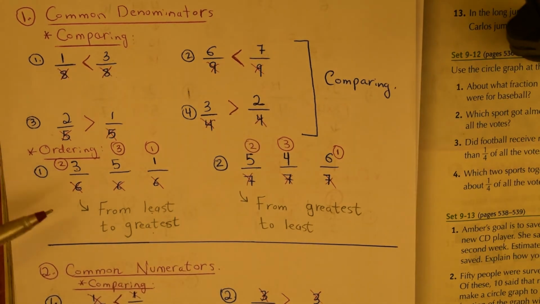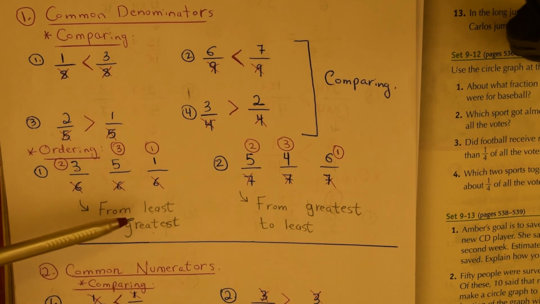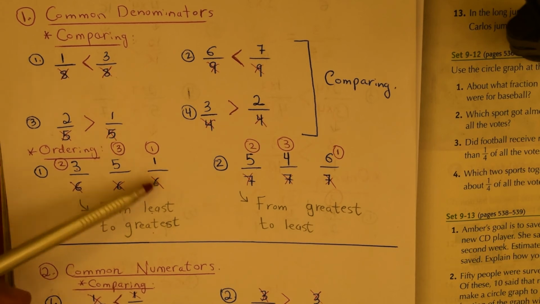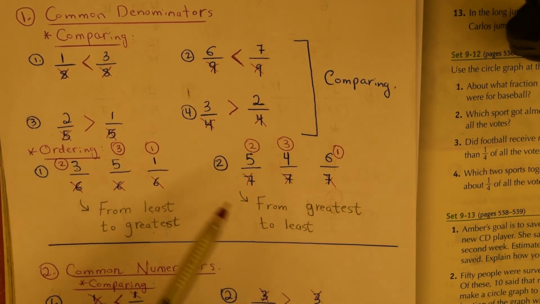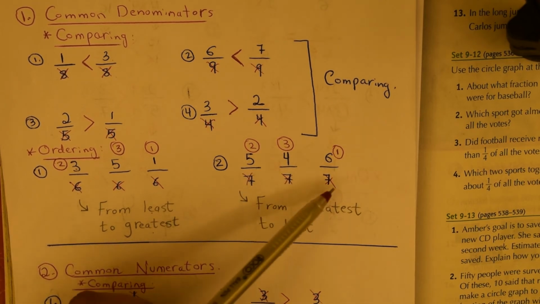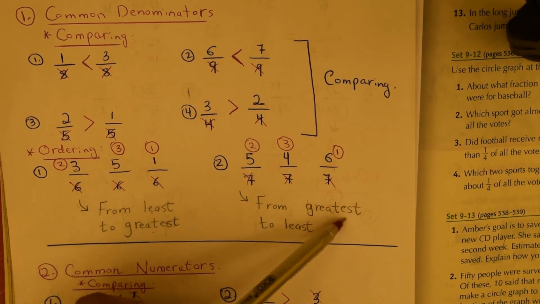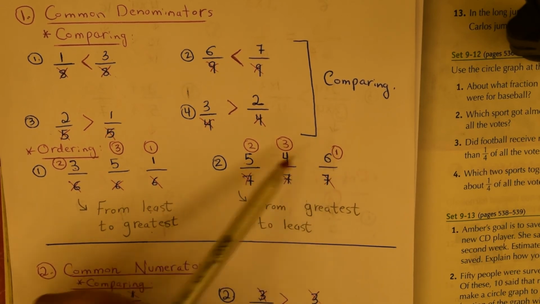For ordering I will check if I want from least to greatest or from greatest to least. We said least means smallest. So the first step I will cross all the common denominators, then I will compare the numbers normally. I want from least to greatest, then 1, then 3, then 5. Now for number 2 I want from greatest to least. First step I will cross the common denominator 7, 7, 7, then I will see where is the greatest number, 6, then 5, then 3. Then this is the greatest fraction, then this, then this.